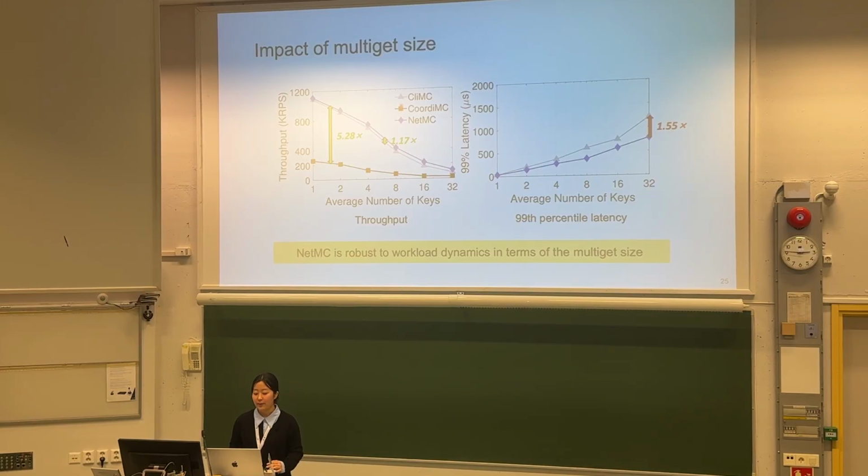We also evaluated performance with different Multiget sizes, that is, varying numbers of keys per request. In terms of throughput, NetMC is 70% faster than ClientMC and 5 times faster than CoordMC on average. Even with 32 keys per request, NetMC shows 55% lower latency than ClientMC. This result shows that NetMC is robust to workload dynamics, even as the number of keys per Multiget increases.